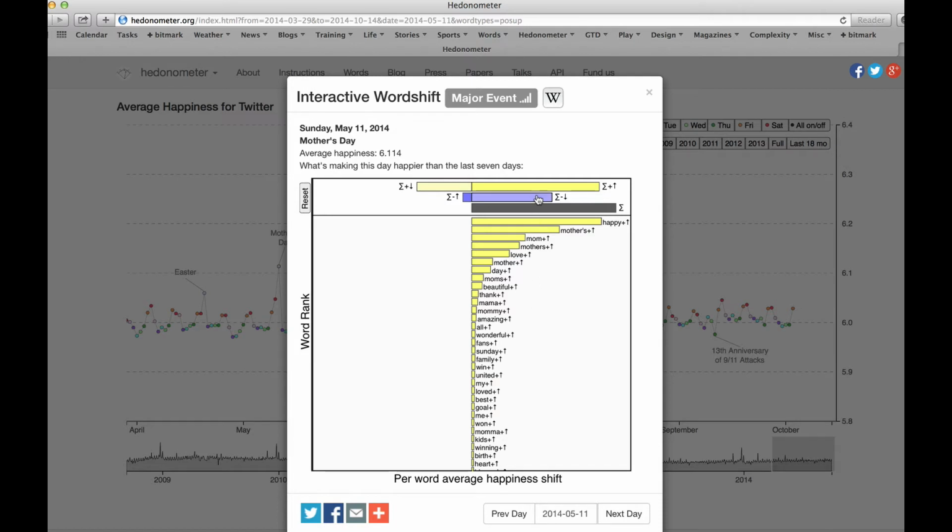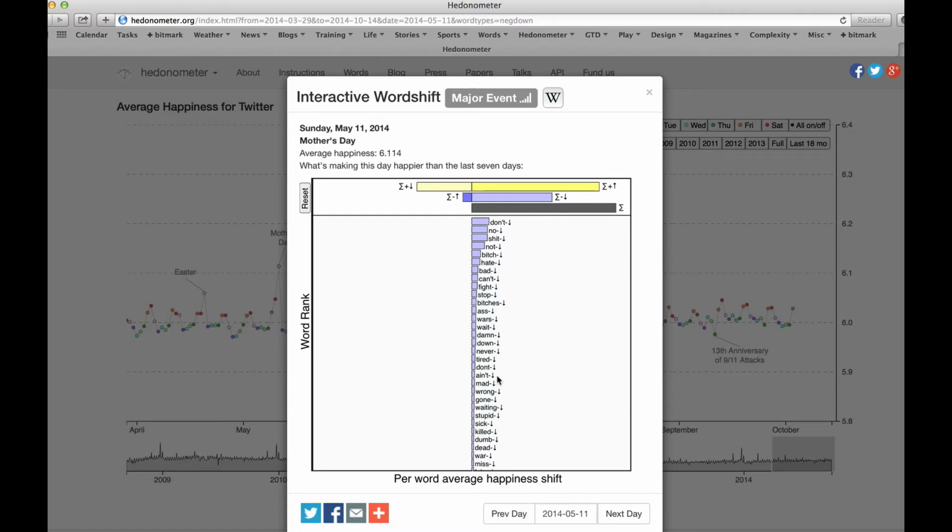There are negative words that are being used less. That's what this is saying. And this little sigma here tells you it's the sum of negative words that have dropped. There's a minus sign and a down arrow, so that means they've dropped. There's a plus sign and an up arrow. These are the positive words that are being used more. These are the negative words being used less. So that's nice, that people aren't swearing as much on Mother's Day.